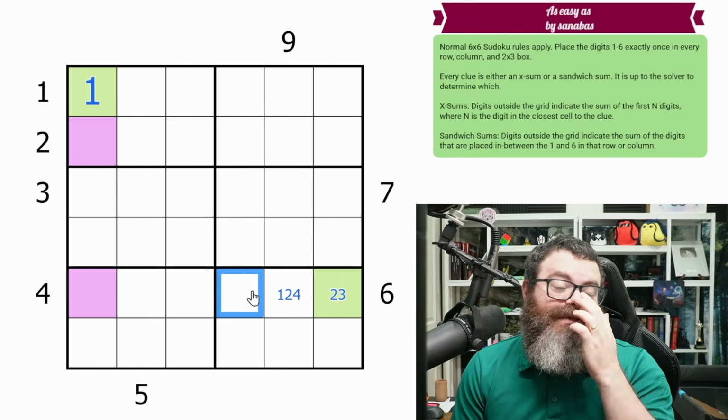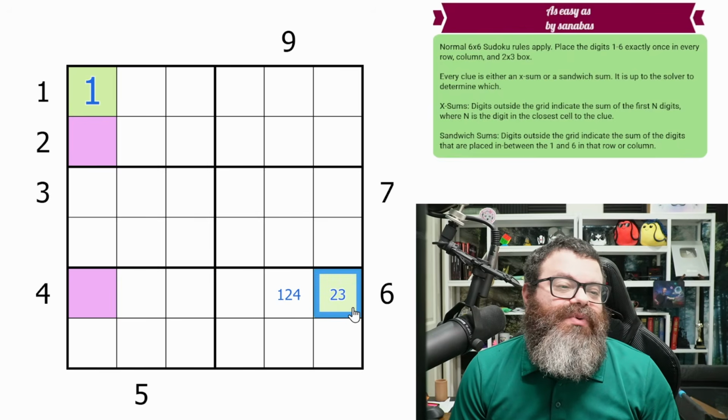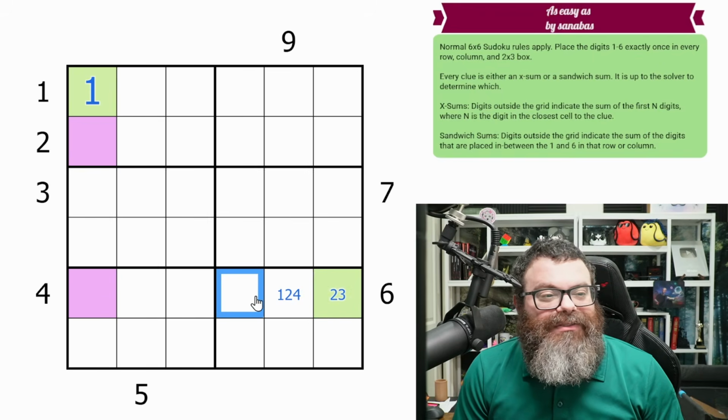It does mean this can't be 4, which is kind of interesting. If you think about it, because if this is 2, this is 4, and that means this can't be 4. And if this is 3, then this is a 1, 2 pair, meaning it can't be 4. So it's never 4.